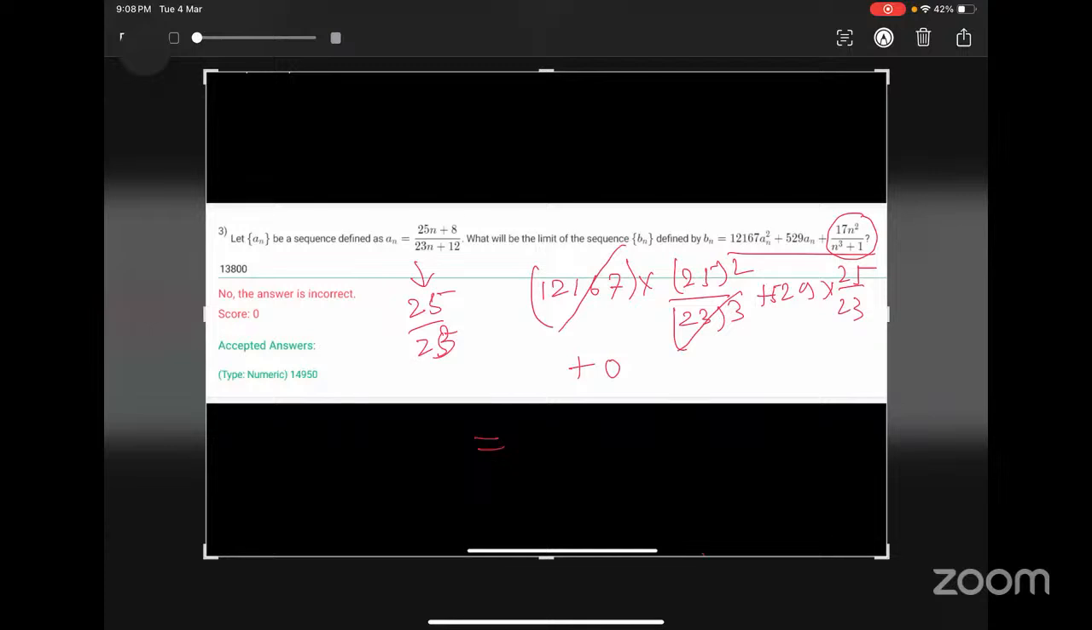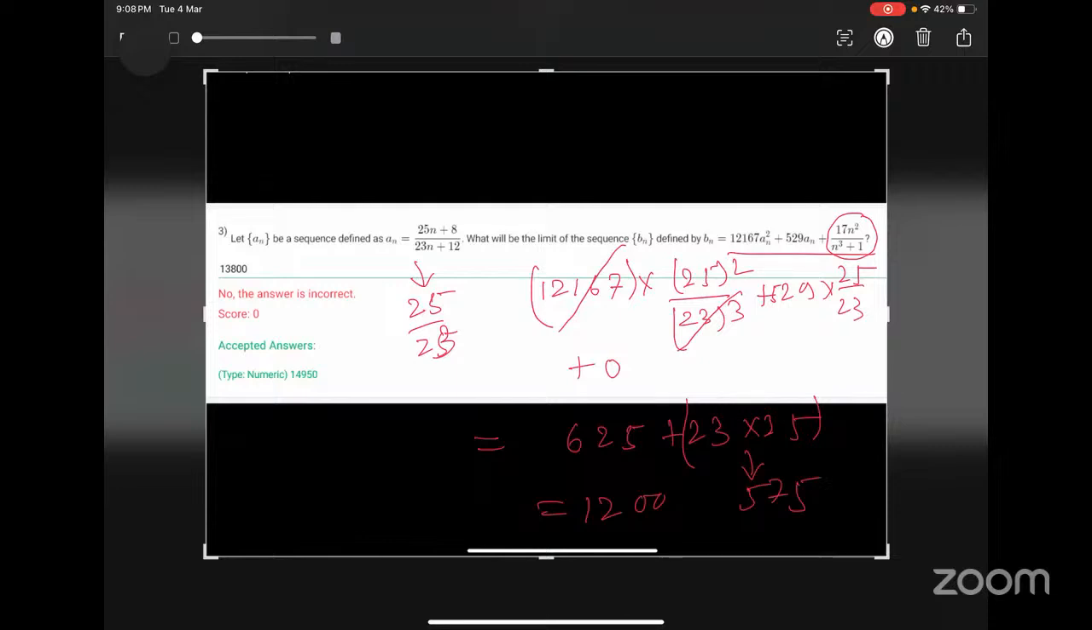So 25 square means 625, right? Yes. And 529 divided by 23 is 23. That means 23 into 25. Into 25 means this will become 575, right? Plus. So total we will get 1, 2, 0.